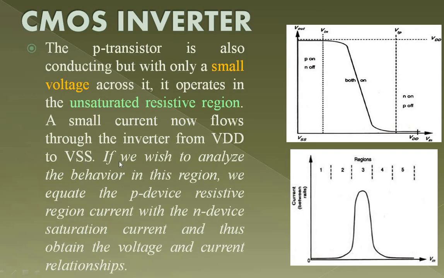If you wish to analyze the characteristics or the whole behavior of the CMOS inverter, what you have to do is equate the P device resistive region with the N device saturation region, and we can obtain the relationships. If you want to write any mathematical expressions, then we have to equate these two regions. Then you will be getting the VI characteristics of your CMOS inverter. That is not that much important, okay?